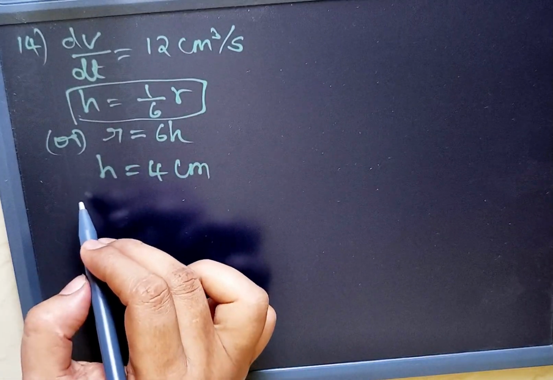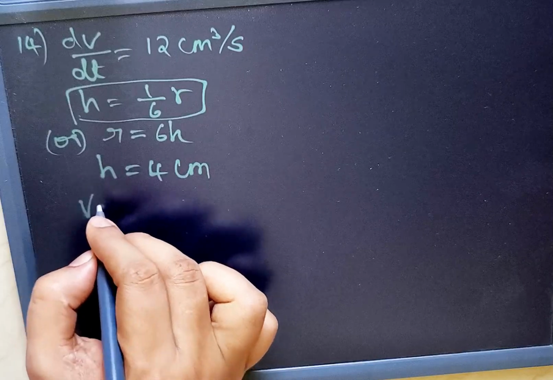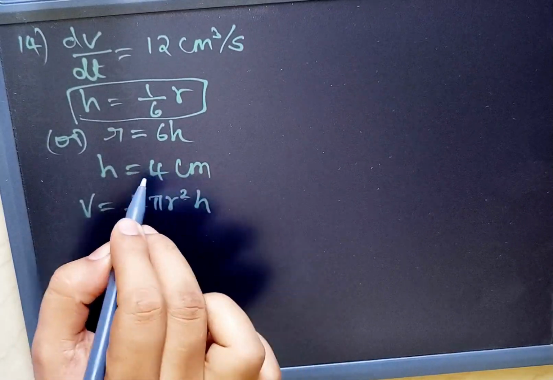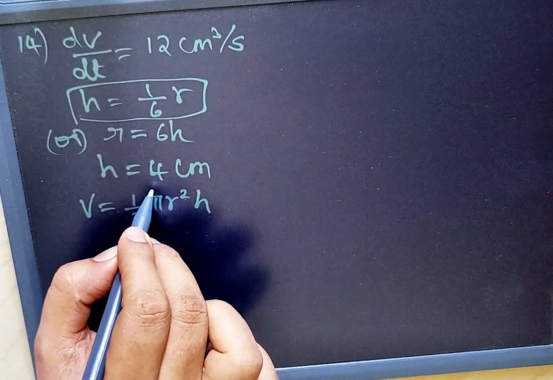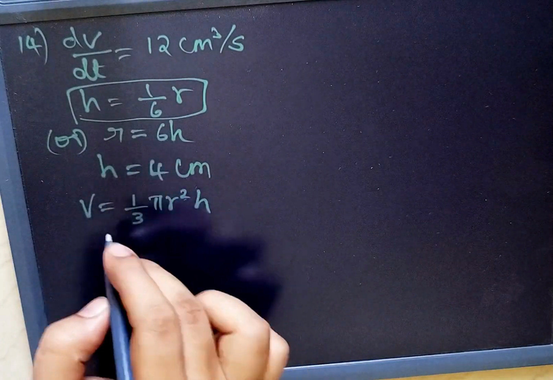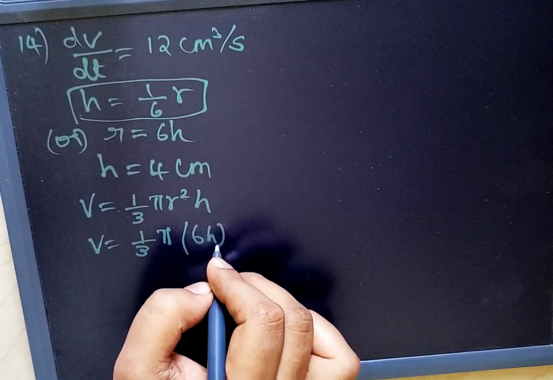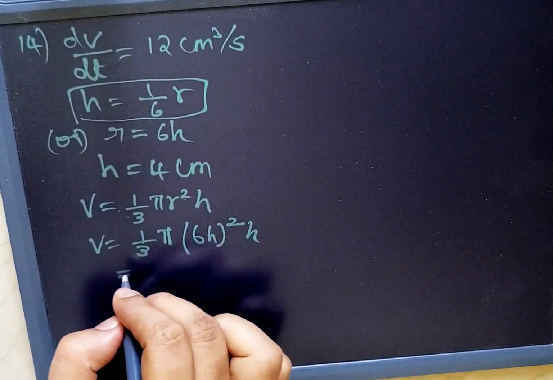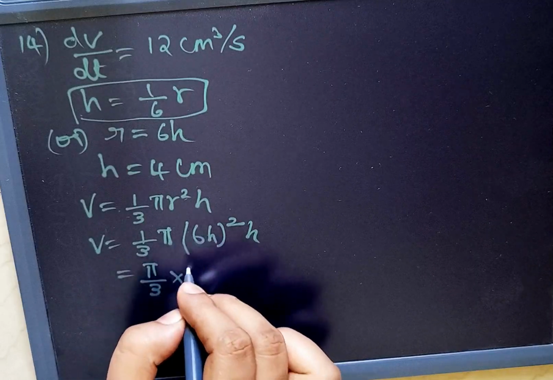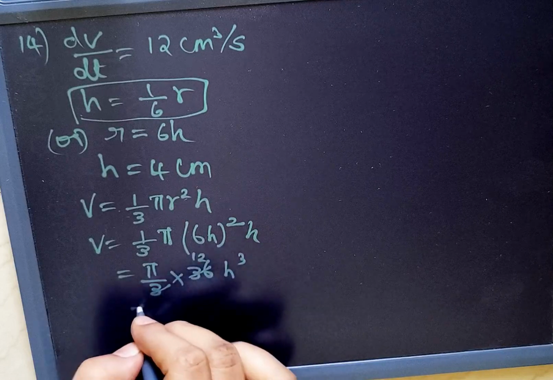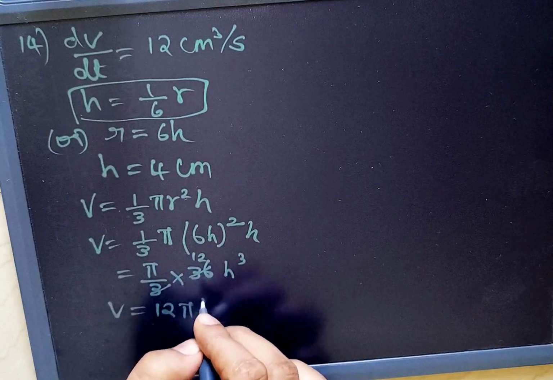So what are we going to take? Since it is forming a cone, we take the volume of the cone, that is 1/3 πr²h. Since height is given and we need to find dh/dt, we will replace r in terms of h. So V is equal to 1/3 π, in place of r it is 6h, the whole square, into h. So we get π/3, 6 squared is 36, h² into h is h³. Cancelling this, we get 12πh³.